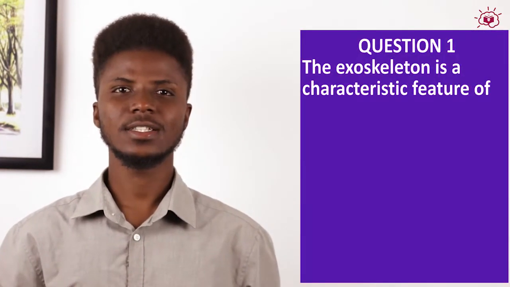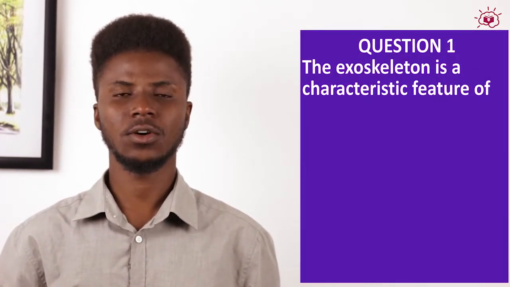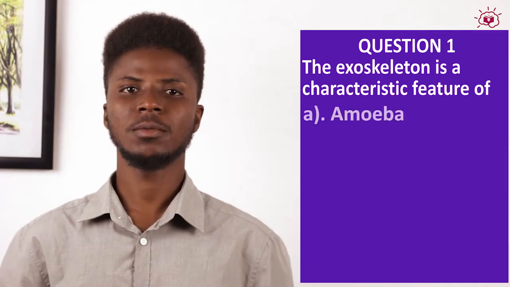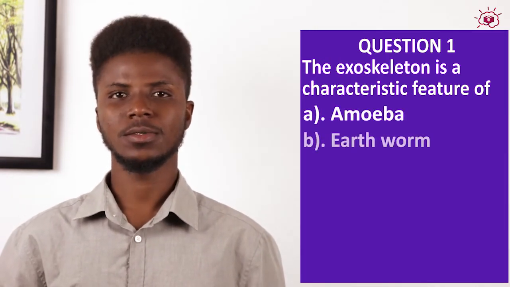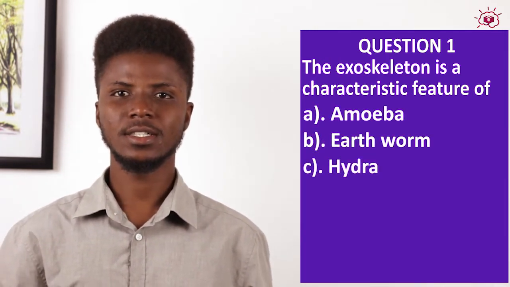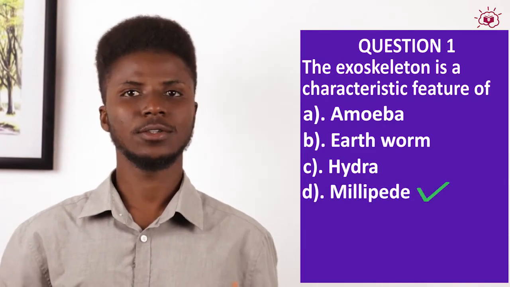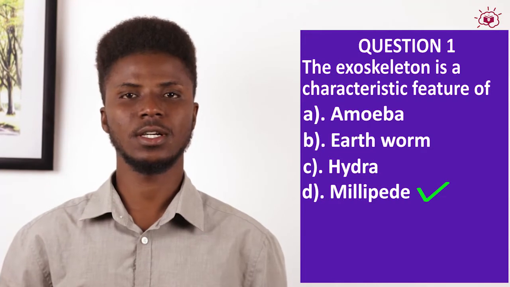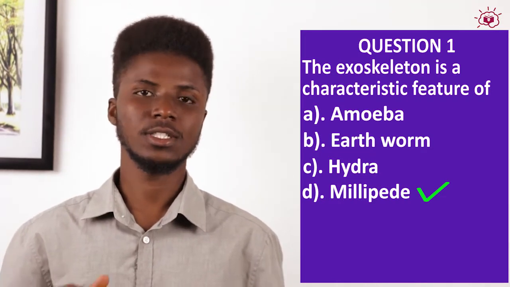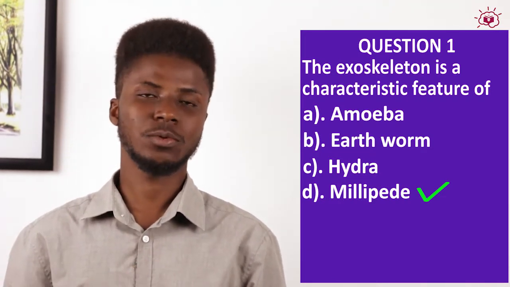Here are some objective questions for us to consider. The first one says, the exoskeleton is a characteristic feature of A, amoeba, B, earthworm, C, hydra, D, millipede. And the answer is millipede. We're told that millipede uses the exoskeleton chitin because it is one of the arthropods.